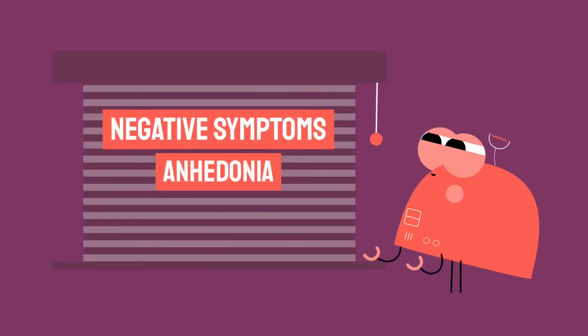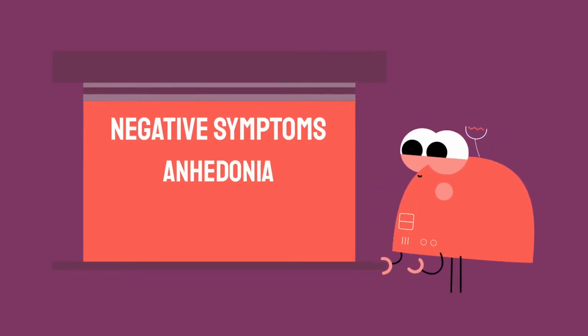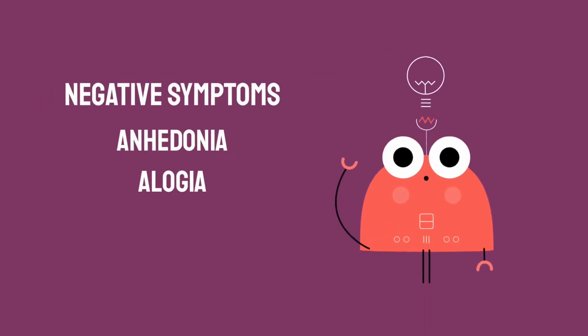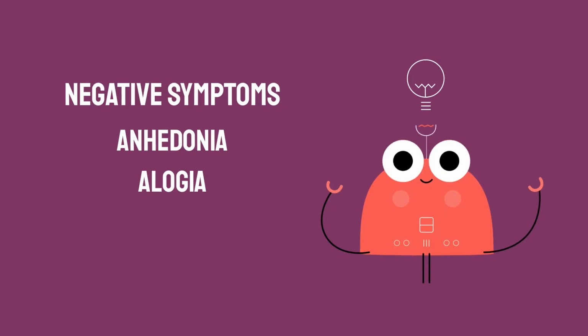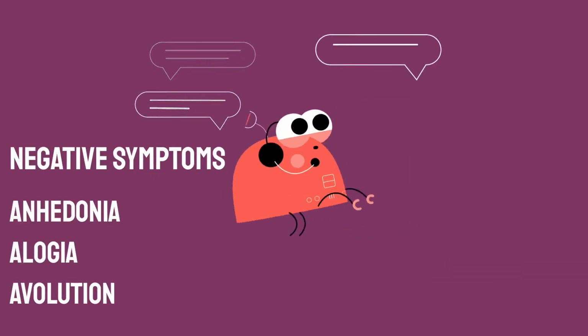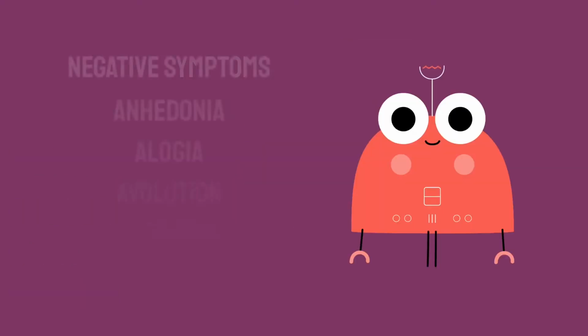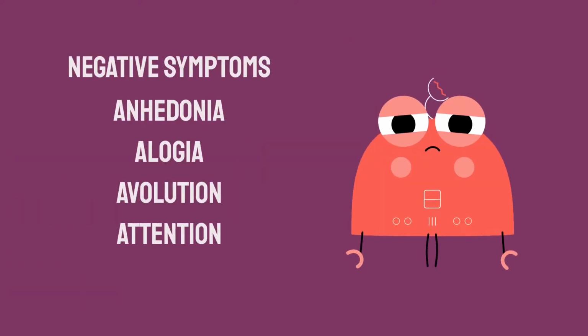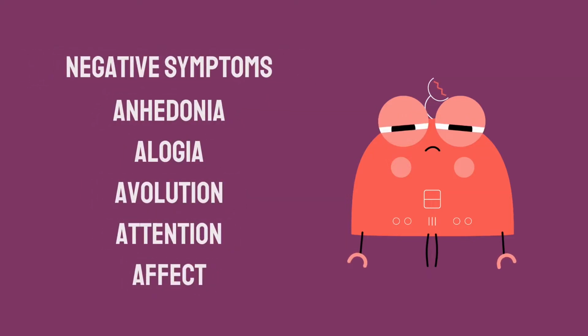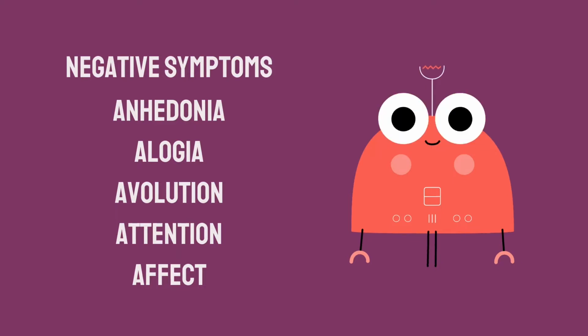Negative symptoms are classified into the 5 A's. Anhedonia is an inability to feel pleasure. Alogia refers to poverty of speech, meaning their speech is minimal or must be prompted. Avolution refers to apathy, so a lack of interest and enthusiasm. Attention refers to deficits in attention, and affect refers to the flat affect, which is a severe reduction in emotional responsiveness.